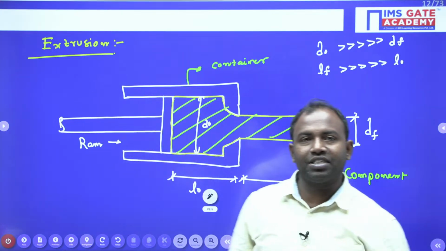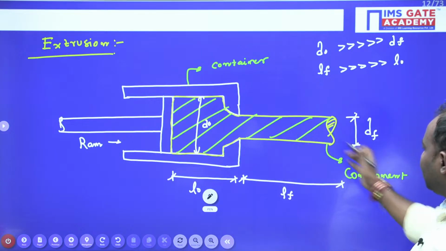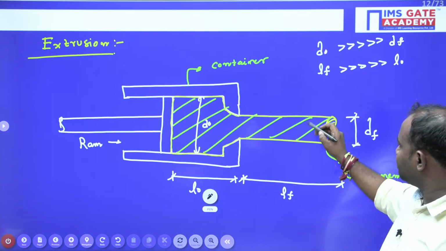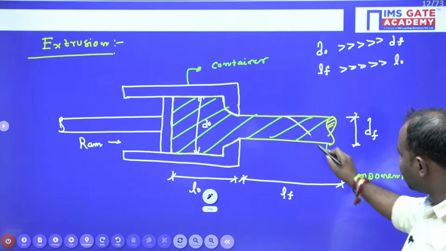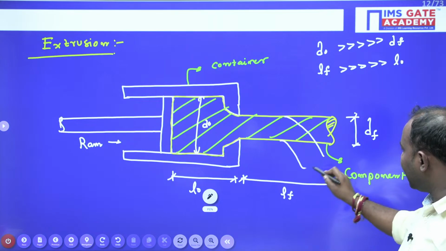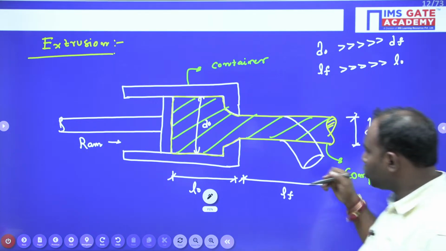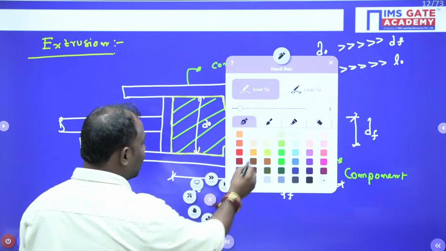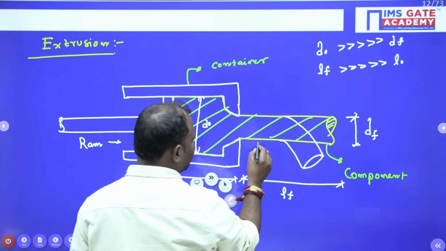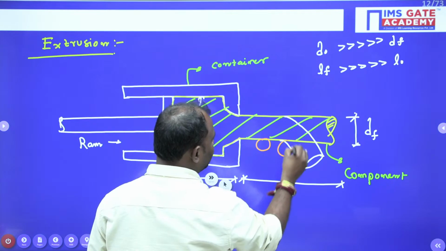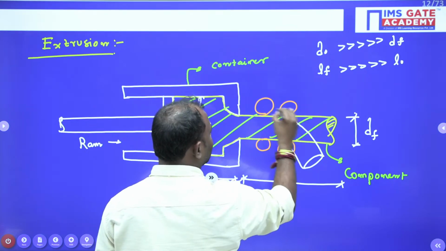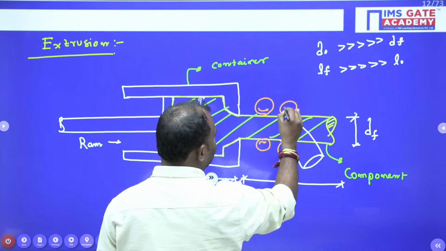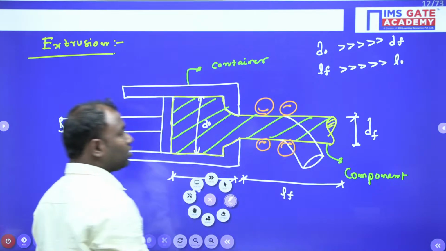Because of the very long length of this object, there is a possibility that sometimes it may bend like this due to its self weight. To avoid that, we are using some rollers in order to maintain the component without bending. So these are the rollers which are used to avoid the bending of the component.